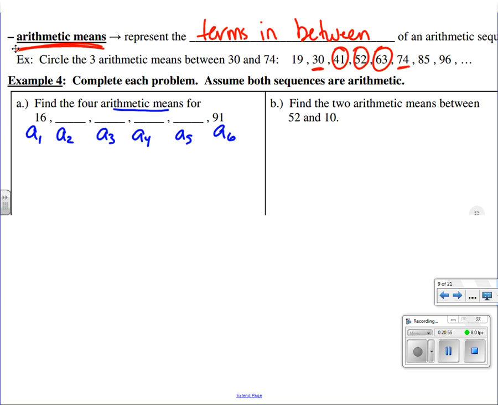Oh, I don't know. Let's do it my way and then we'll try it y'all's way. Okay? We're going to use the same formula we've been using. So what's going to go in for AN, you think? Good. A6. What goes in for A1? 16. Plus, do I know what D is? Nope.